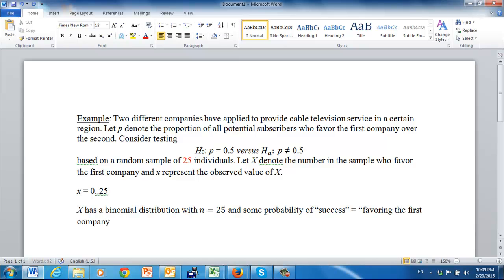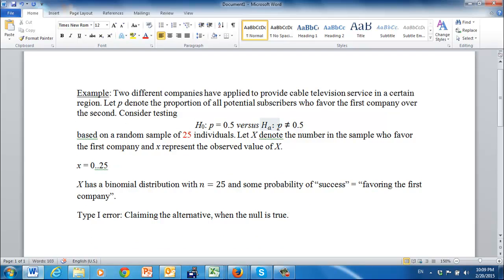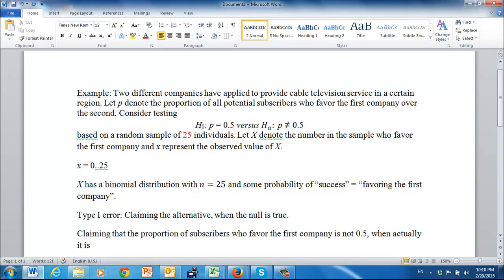Okay, so what you want to do is first of all figure out what's your type 1 and type 2 error. Type 1 error is always going to be claiming the alternative when the null is true. So in this case, that means claiming that the proportion of people who favor the first company is not 0.5, when actually it is 0.5.